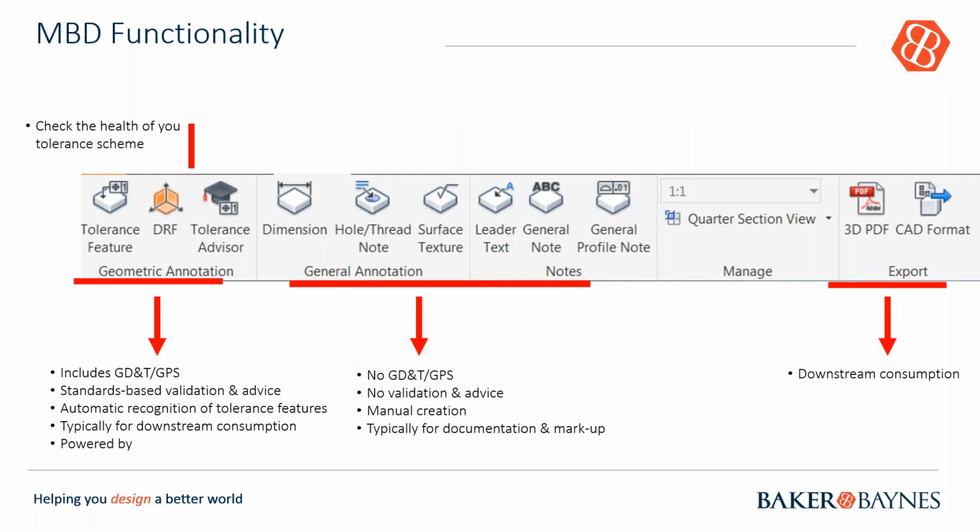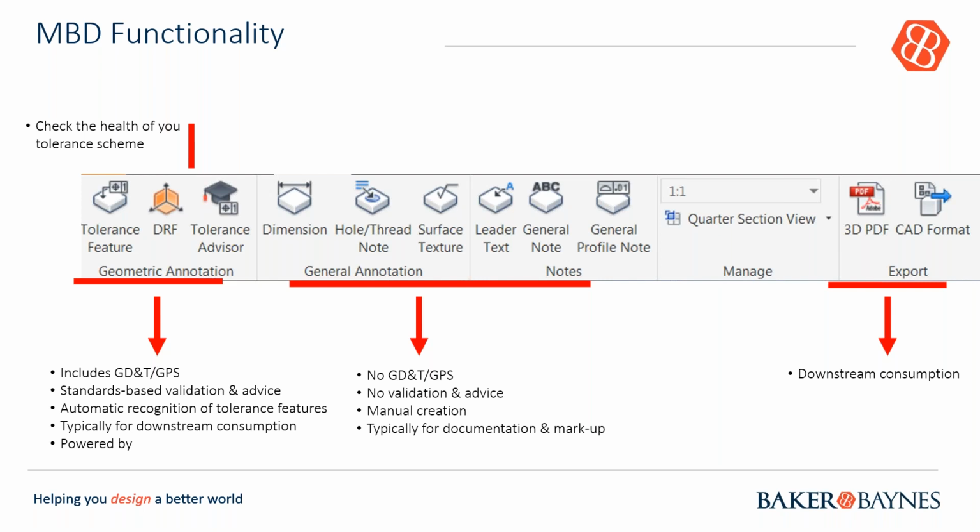If we look at some of the functionality, this is the Inventor ribbon, where you'll find the features that you can work with. The really nice thing is the tolerance advisor, which gives you health checks of the model itself, based on the tolerance scheme. Geometric annotations, as you can see there, include the GD&T. It also includes standard-based validation and advice, using the tolerance advisor.